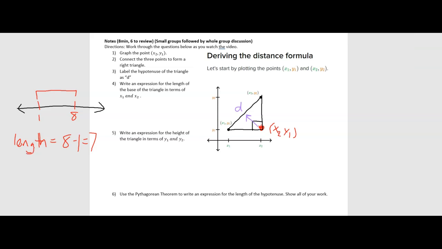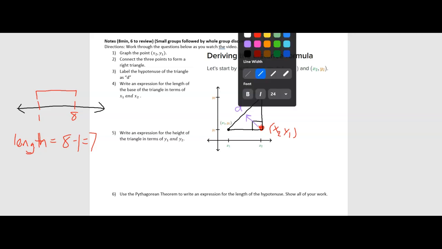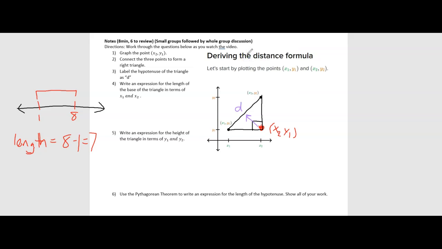So if I relate that to my x2 and my x1, I'm going to subtract the smaller x value, the one that's less than the other one, from the larger one. So I'm going to have x2 minus x1. And if we relate that to what's over here, that would be 8 minus 1. I just don't have any numbers on the graph that I'm given.